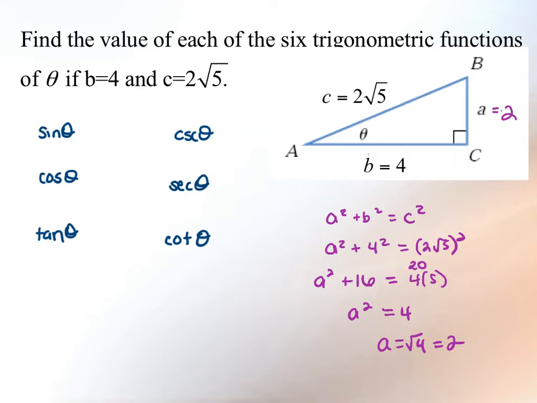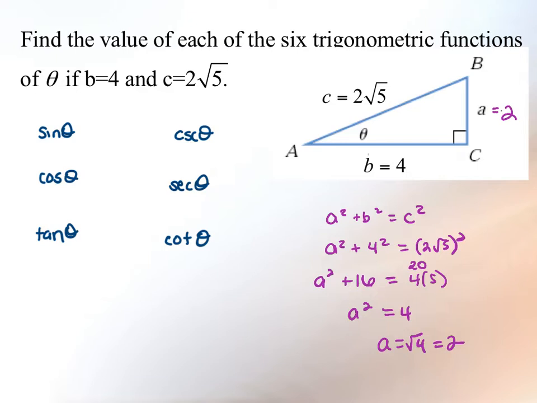So then I'd get a squared plus 4 squared equals 2 root 5 squared. Square both the b and the c, and I get a squared plus 16 equals 4 times 5, which becomes 20. Subtract the 16 and a squared equals 4, and then a equals the square root of 4. Technically, a equals positive and negative square root 4, yes?